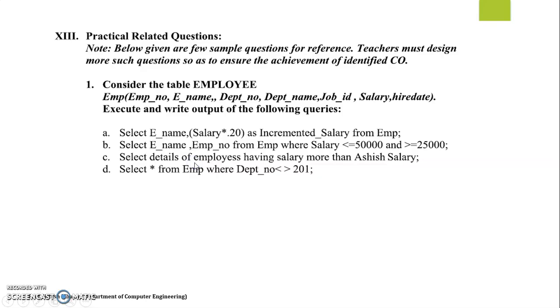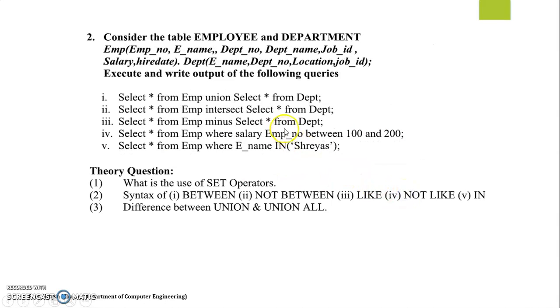Now these are some practical related questions. I have tried to solve this question, like here salary into 20%, 50,000, salary between 50,000 to 25,000. Then employee having salary more than, here it is specified Ashish, but we have taken the example of Rahul. We have also used the not equal to operator. Then again this is another question, based on union and intersection, which we have done. Then the between operator also we have seen, and the in operator also we have seen.